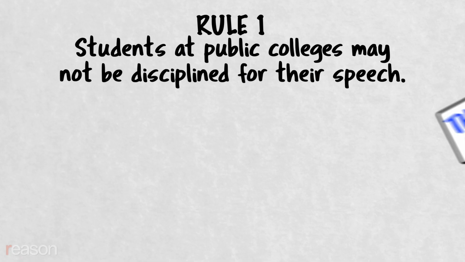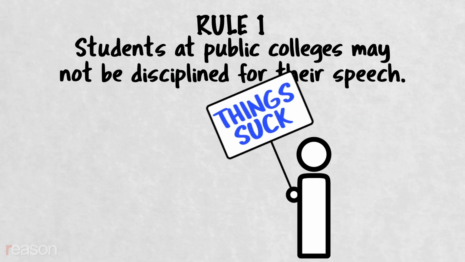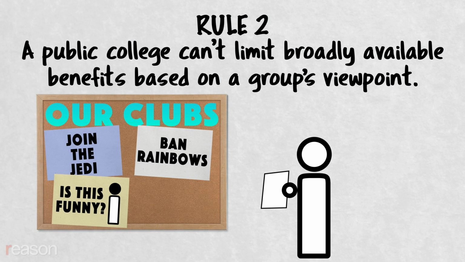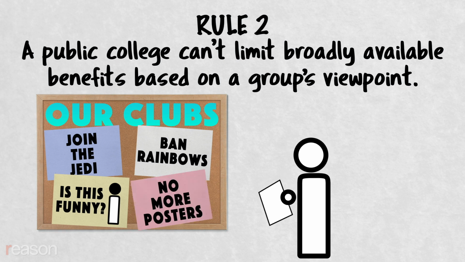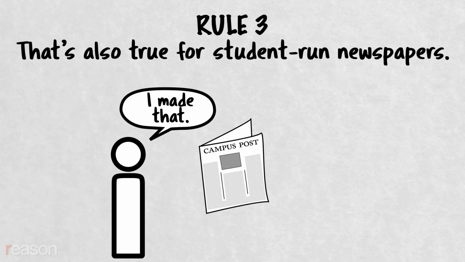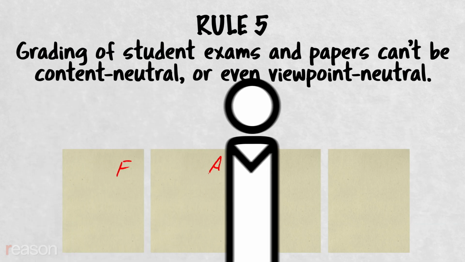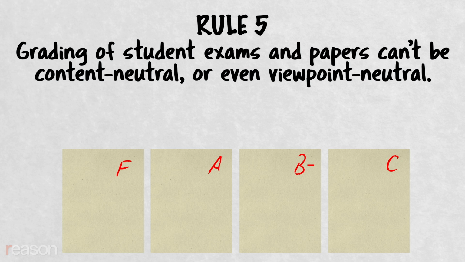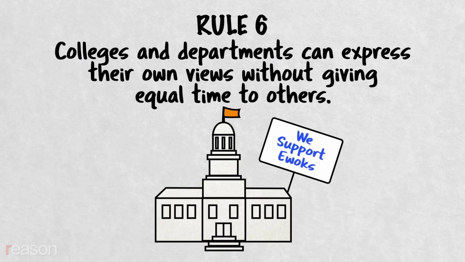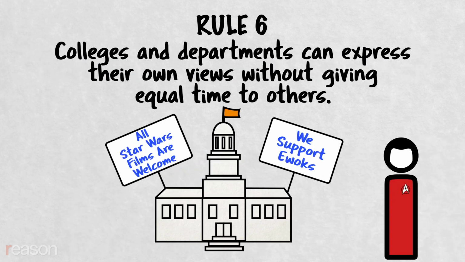So to sum up, students at public colleges may not be disciplined for their speech. A public college can't limit broadly available benefits based on a group's viewpoint. That's also true for student-run newspapers. Inside the classroom, the professor is in charge. Grading of student exams and papers can't be content neutral or even viewpoint neutral. Colleges and college departments can express their own views without giving equal time to others.